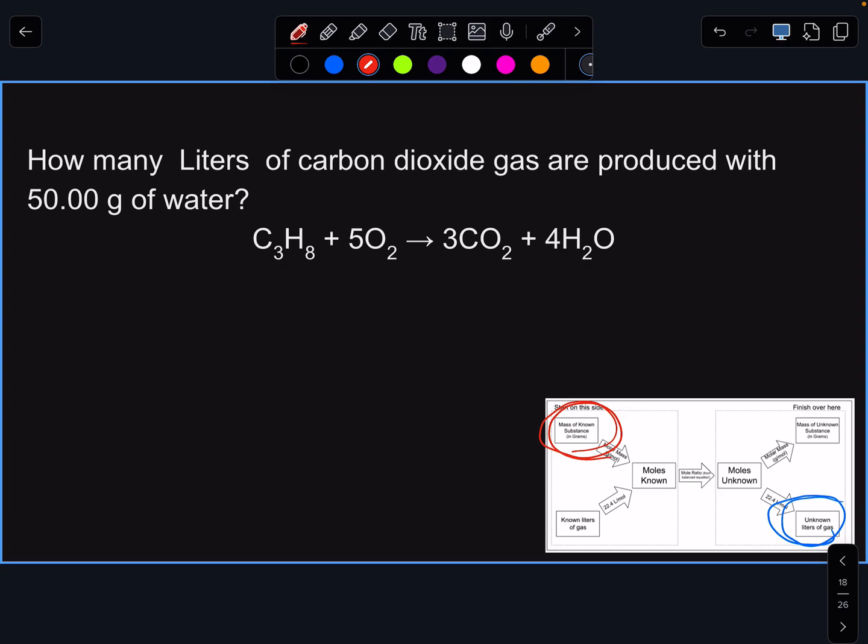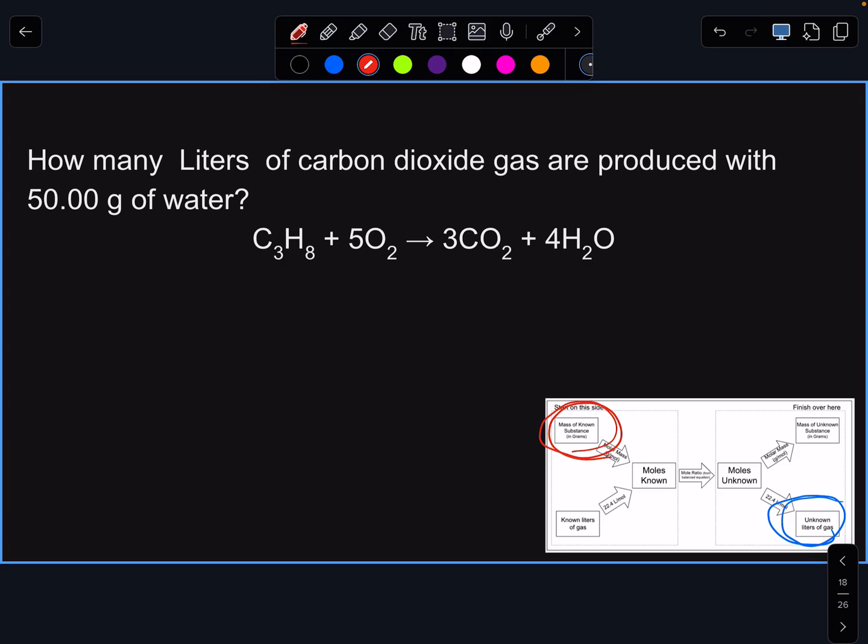So look at this there, everybody. We're comparing carbon dioxide, which is a product. What's the other thing they've given us? Is water a reactant or a product? It's a product. We're comparing products and products.